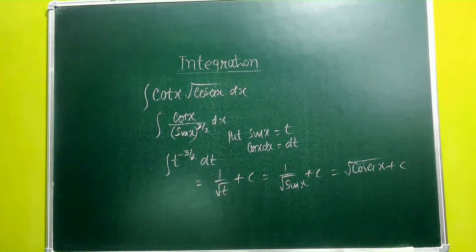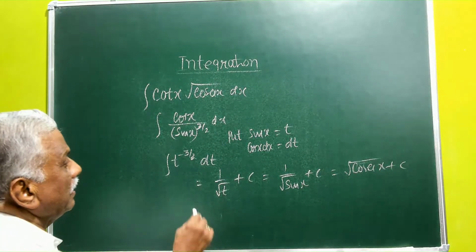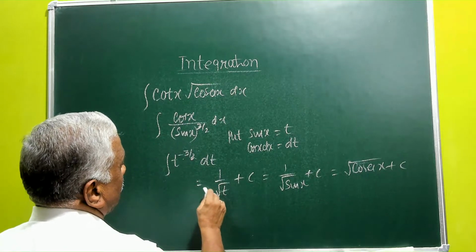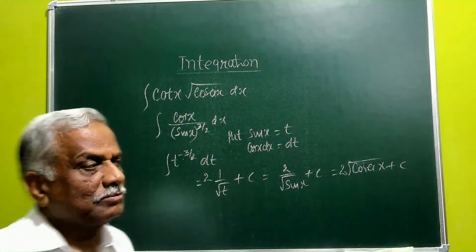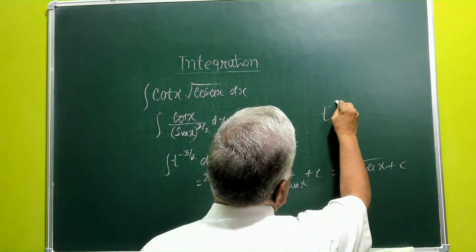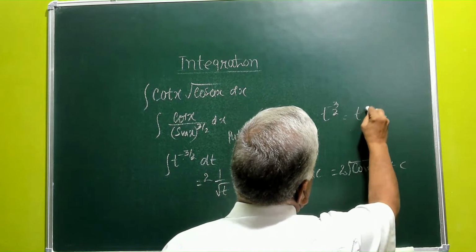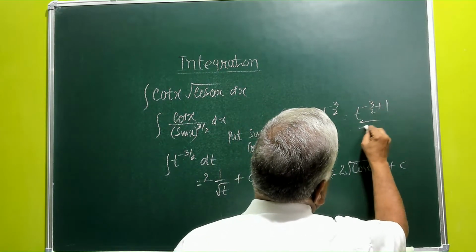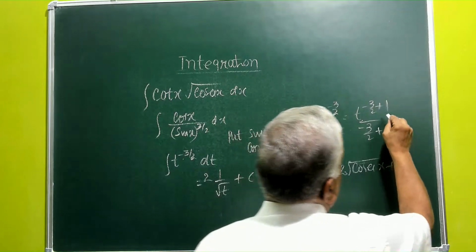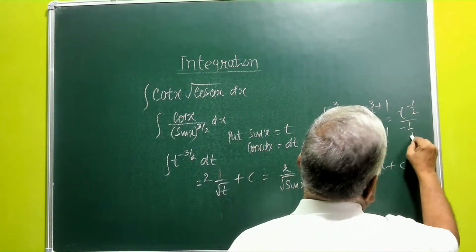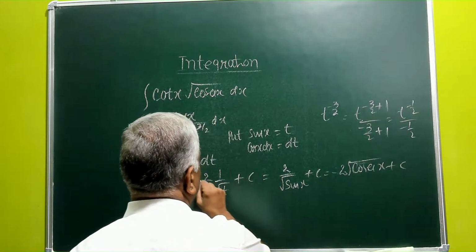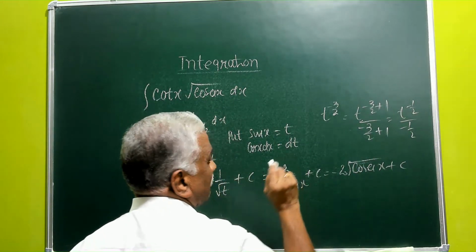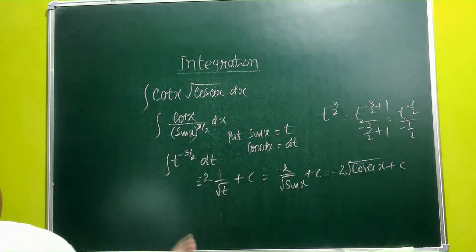While giving answers, they might have given another form. It will be minus 3 by 2 plus 1, so divided by minus half, the 2 will come here. This is minus 2 root cosecant x. Because t to the power of minus 3 by 2 integrates to t to the power of (minus 3 by 2 plus 1) by (minus 3 by 2 plus 1), that is t to the power of minus half by minus half. That will come up, and it is going to be negative. So you have got to take the right answer.